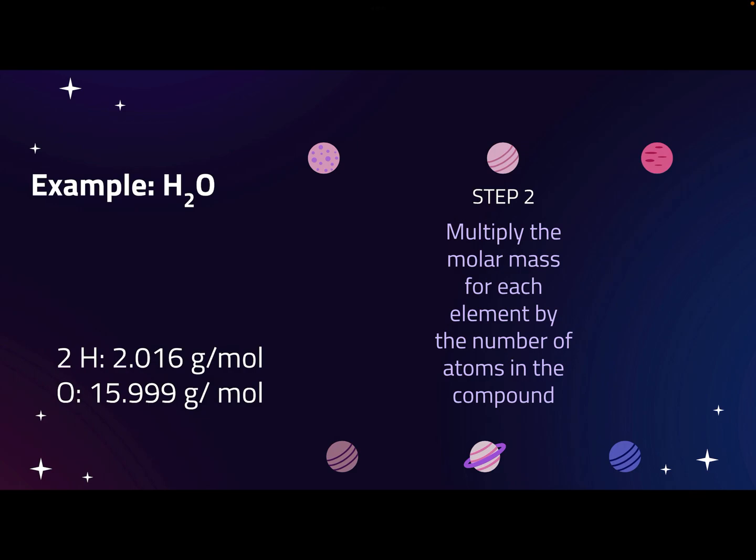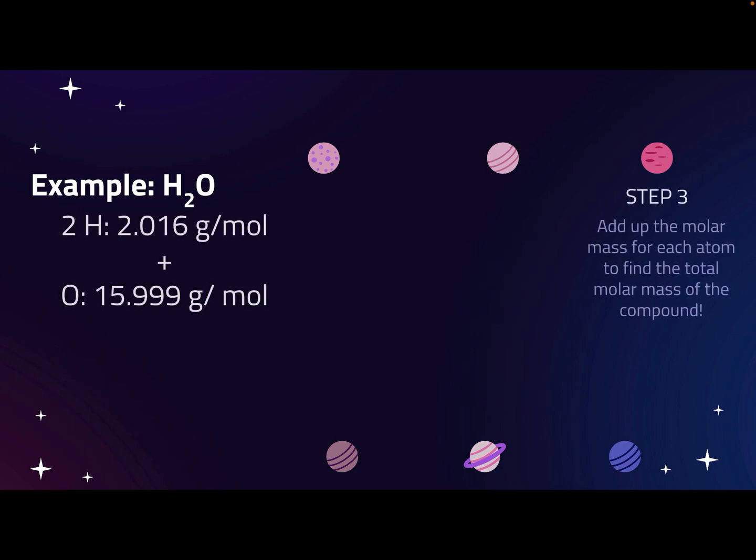When you do that, these are the values that you end up with. 2.016 grams per mole for 2 hydrogens, and 15.999 for 1 mole of oxygen. All right, step 3. The last thing you have to do is add up the molar mass for each atom to find the total molar mass of the compound. So we know we have 2 moles of hydrogen, so 2.016 grams per mole, and 1 mole of oxygen plus 15.999 grams per mole. When we add these two things together, we get 18.015 grams per mole as the molar mass for 1 mole of water.